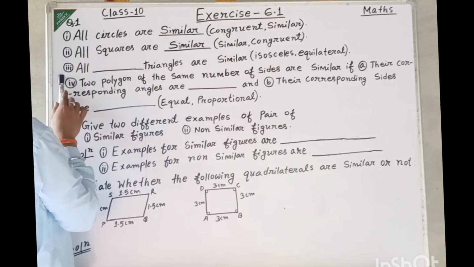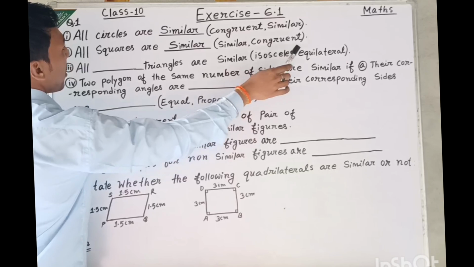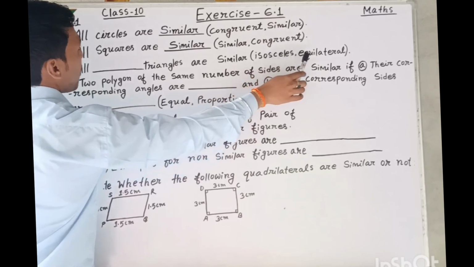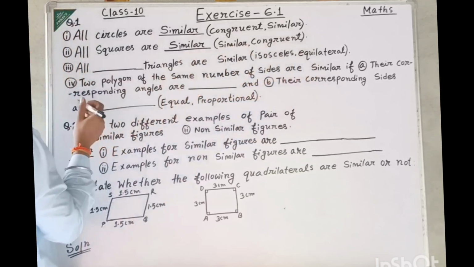In question number 3, we have all dash triangles are similar. Isosceles, equilateral. Isosceles means a triangle whose two sides are equal. Equilateral means a triangle whose three sides are equal. So answer will be equilateral.